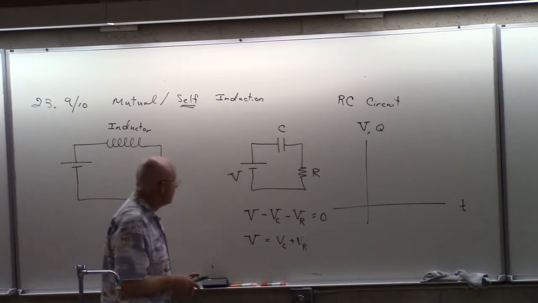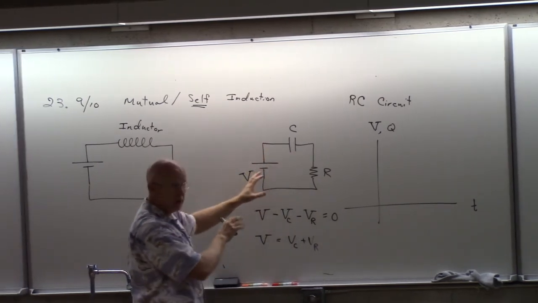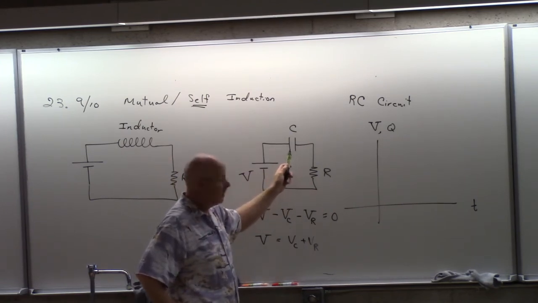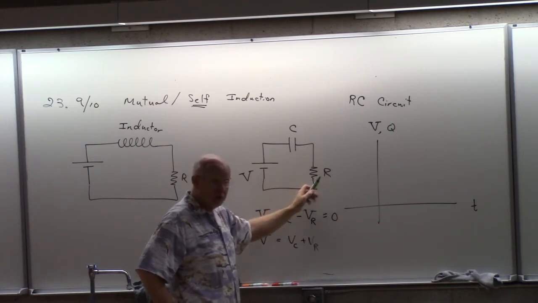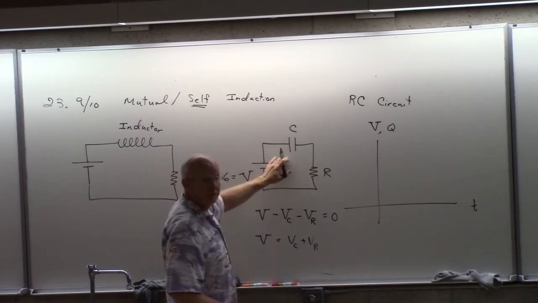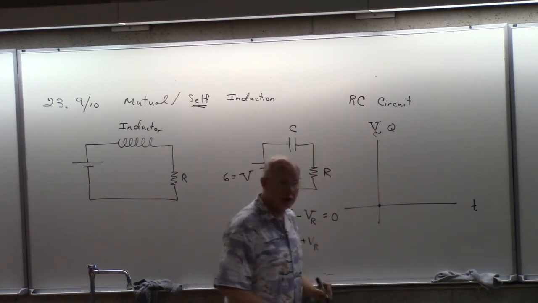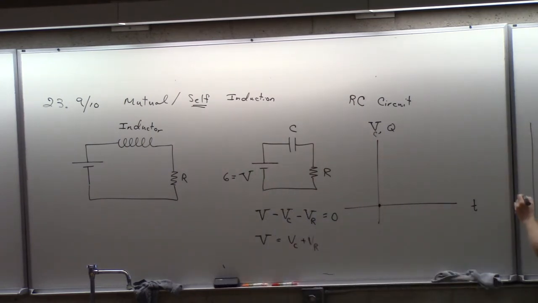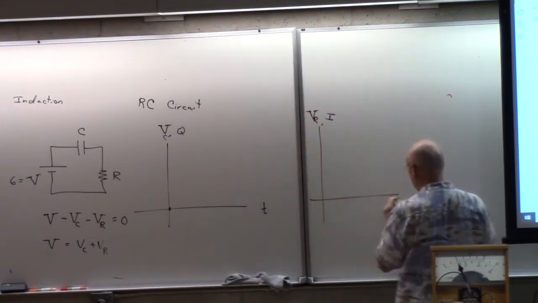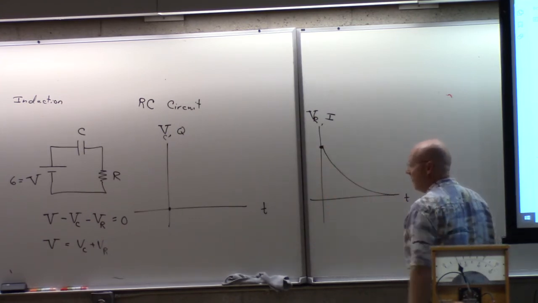We said, when you first connect it, charges start flowing. But at first, there's no charge on the capacitor, so there's no voltage here. So the voltage on the resistor would be the 6 volts, if the battery was 6, and the voltage on the capacitor would be 0. So I'll put voltage on the capacitor here. But if I put a graph here, which would be the voltage on the resistor, which would be the same as the current, we would say the current would start high and taper off.